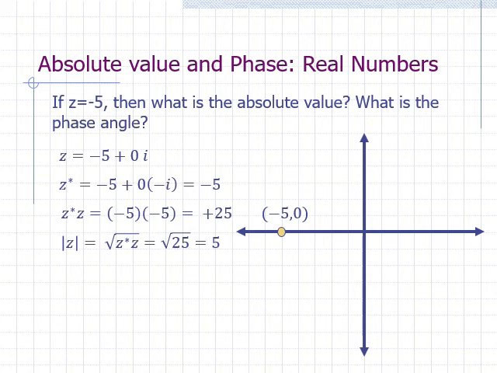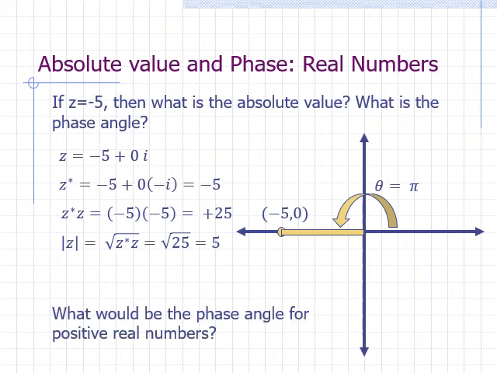So what is the phase angle? Here's the line segment joining the point corresponding to z and the origin. The angle that it makes with the positive x-axis is 180 degrees, or pi radians. Negative real numbers have a phase angle of 180 degrees or pi radians. What would be the phase angle for positive real numbers? The point would be located on the positive x-axis of the complex plane, so the phase angle would be 0.